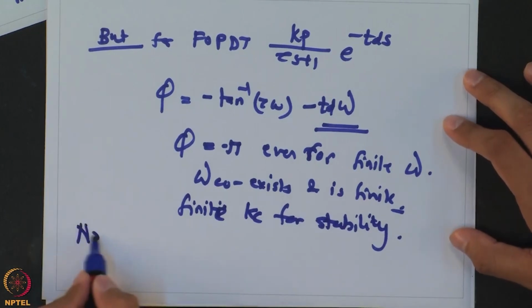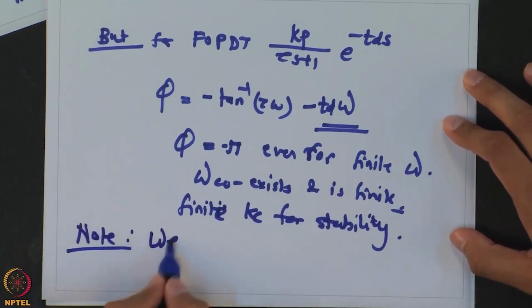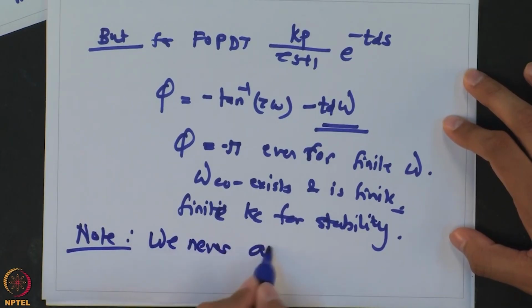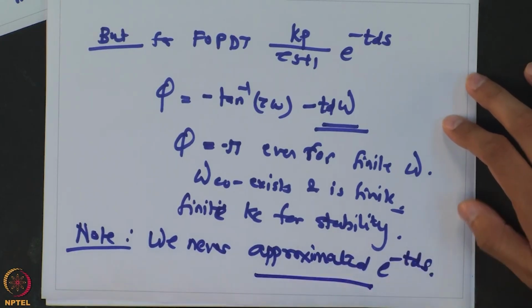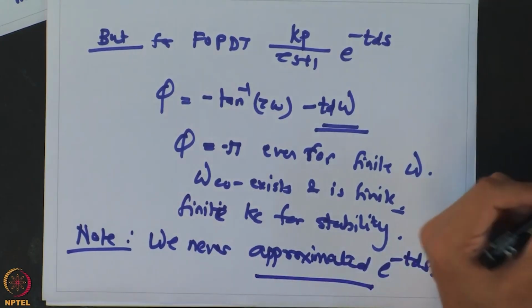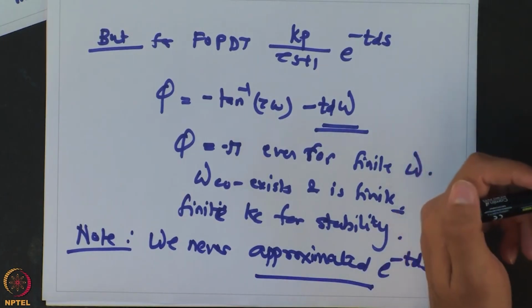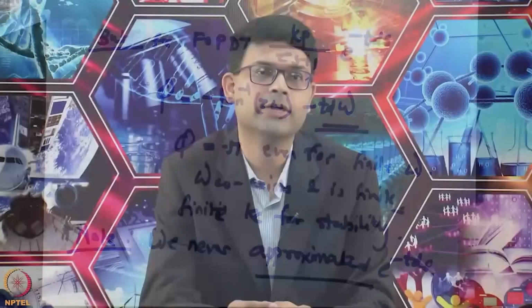And note that we never approximated e raised to minus TdS. So, all the analysis which we have carried preserved the transfer function e raised to minus TdS. So, therefore, the stability analysis which we are going to get from this is going to be more accurate compared to a Laplace domain analysis.